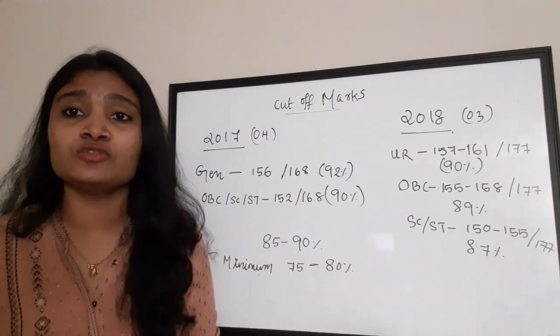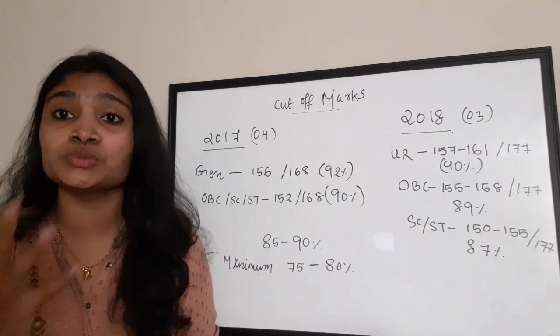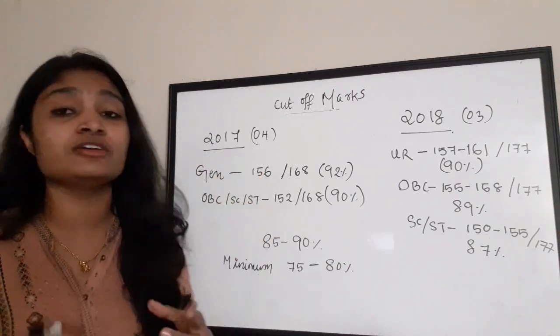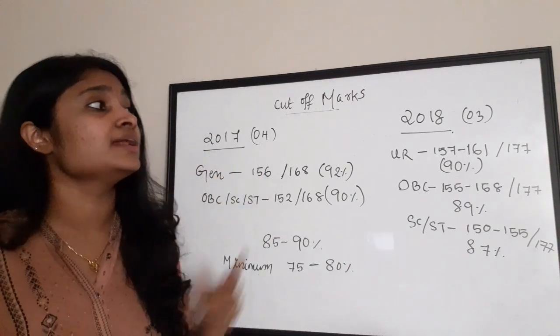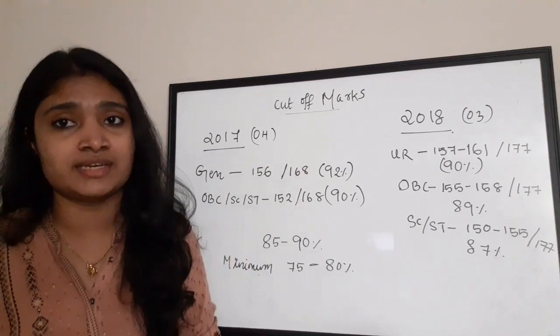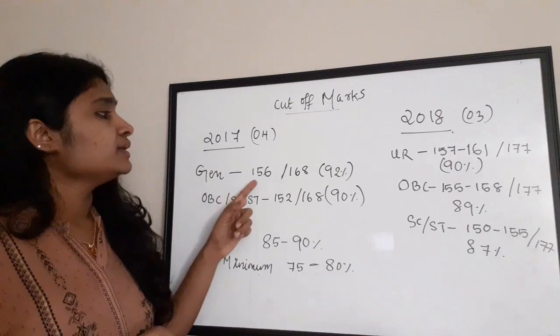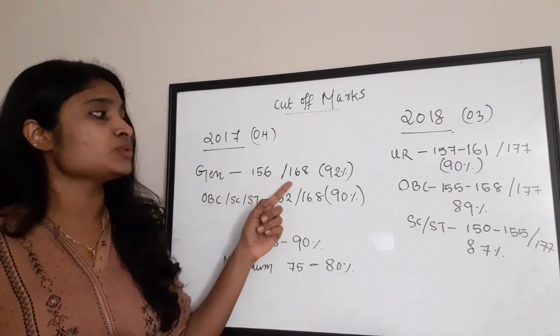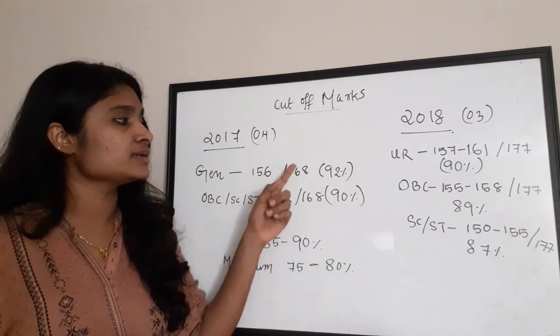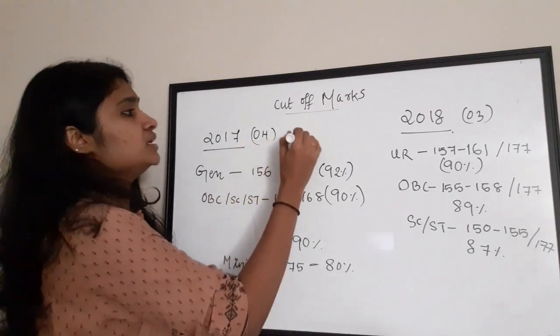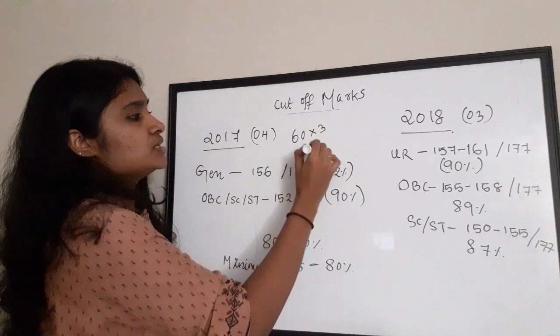Let us see the cutoff marks which were given for the 2017 and 2018 examinations. For 2017 there were 4 posts for technical assistant, and for 2018 there were only 3 vacancies. For the general category, the cutoff mark was 156 out of 168. This mark is for 60 questions, that is, if you are given 3 marks for each question, 60 into 3, that is 180.